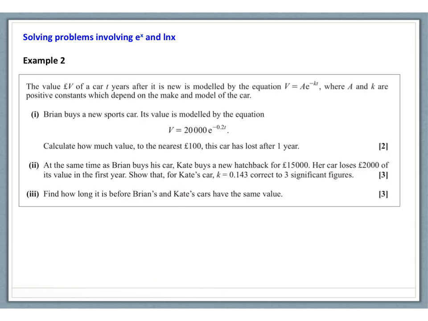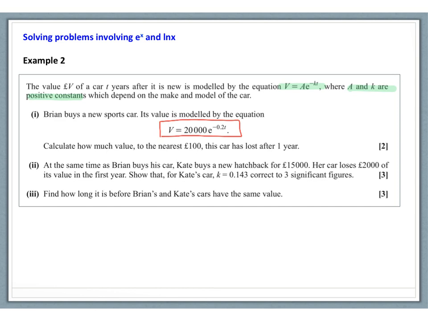Example 2. The value of a car, t years after it is new, is modelled by this equation here. A and k are positive constants, which depend on the make and the model of the car. So, in the first part of the question, the model equation that we're using is this. So our A value is 20,000 and our k value is 0.2. Calculate how much value to the nearest £100 this car has lost after 1 year.